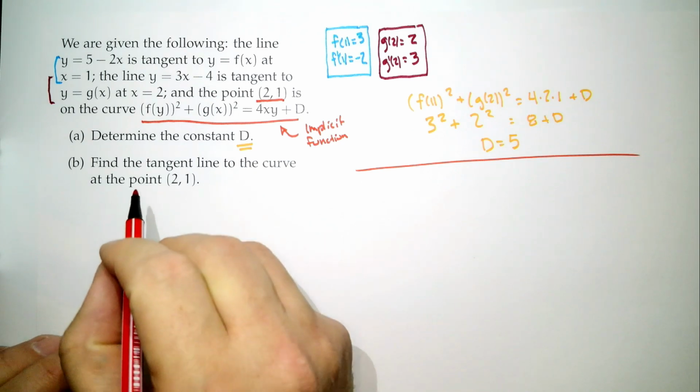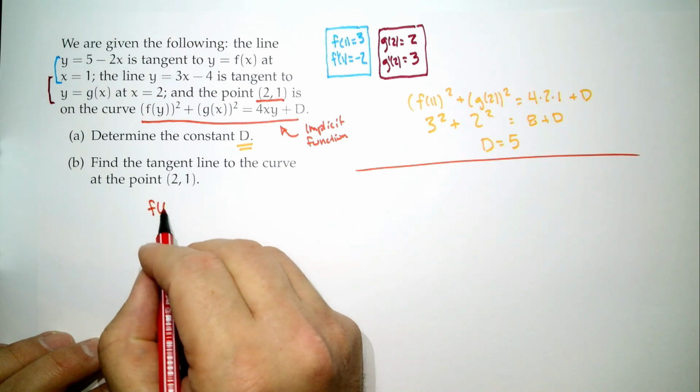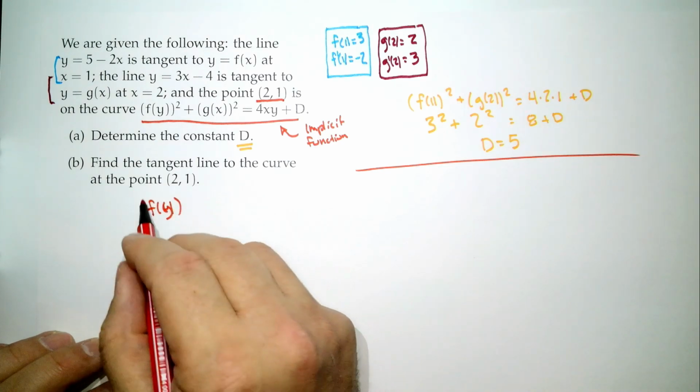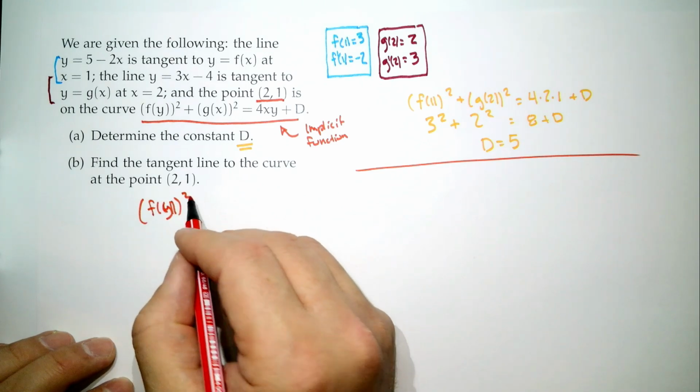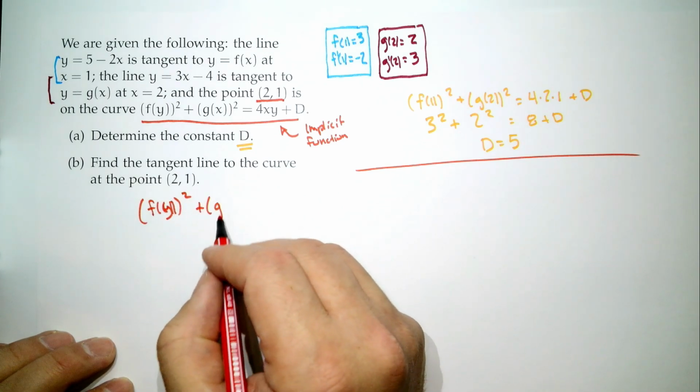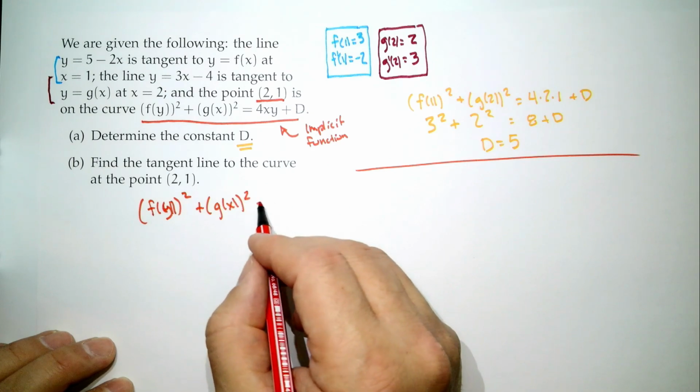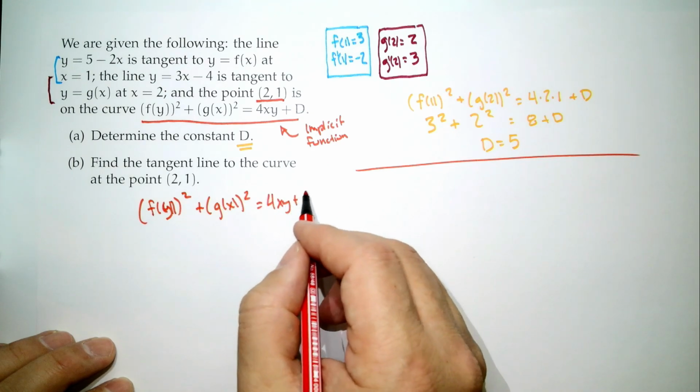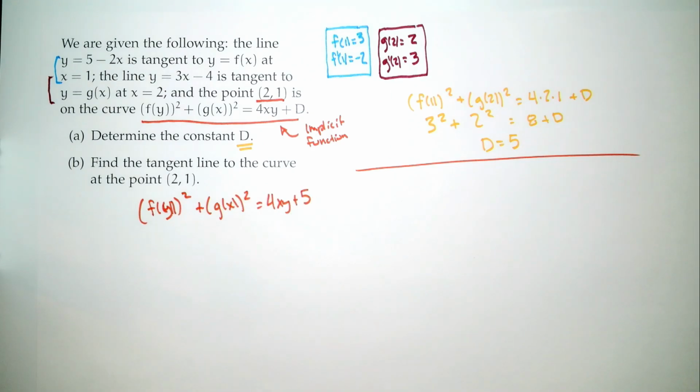So we're going to start with our equation: f of y squared plus g of x squared equals 4xy plus 5. And implicit differentiation works by saying, just take the derivative of everything on both sides with respect to your variable. Now, in our case, we're looking for the slope of the tangent line.